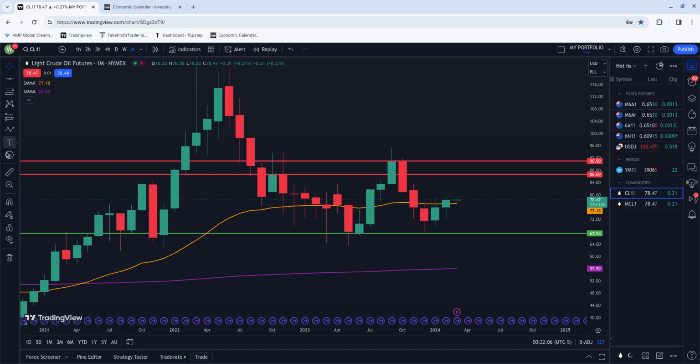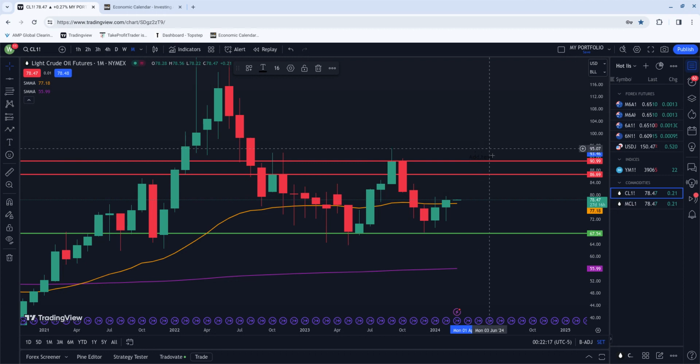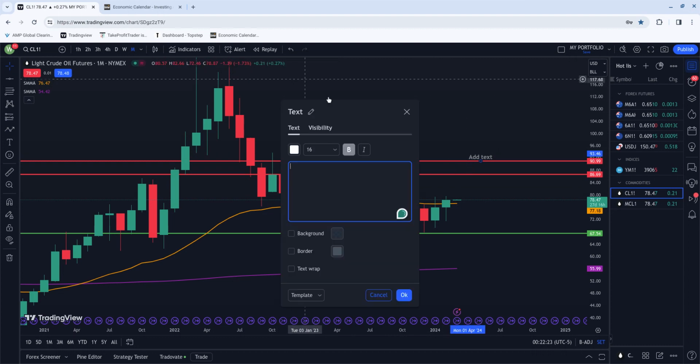And now, going on, we'll put a little notation here. I want everything to be good. Let's make sure we color this white because the background is black. So let's just use the word resistance.